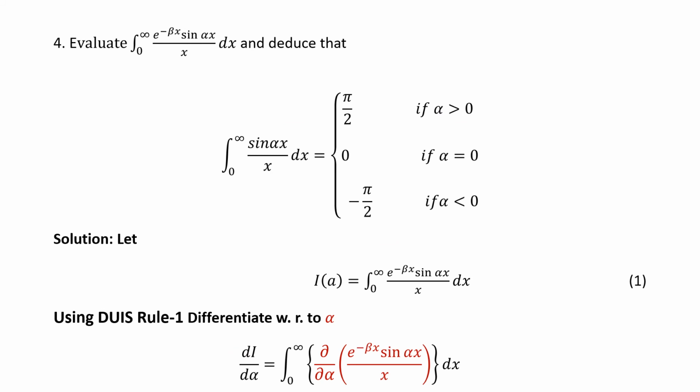Now the fourth example is: evaluate the integral from 0 to infinity of e raised to minus beta x sine alpha x whole upon x dx. Hence deduce, so this is a different question from the previous ones. So here we have to deduce with this the value of the integral of sine alpha x upon x dx. Integral is 0 to infinity, right?